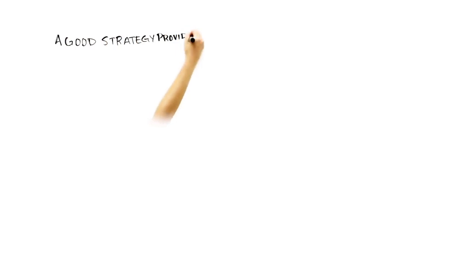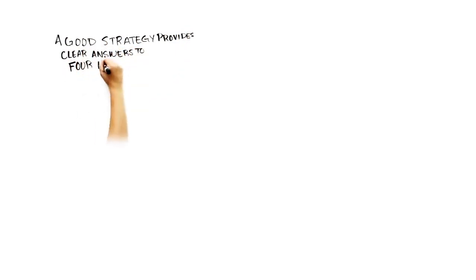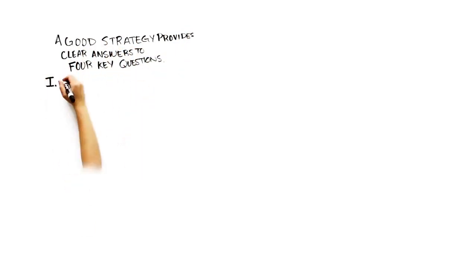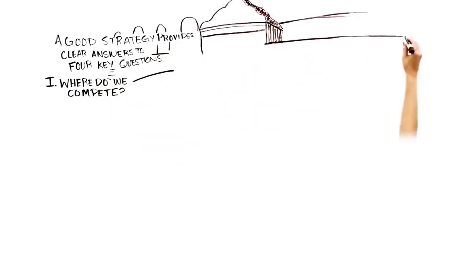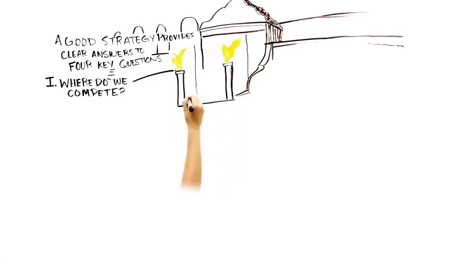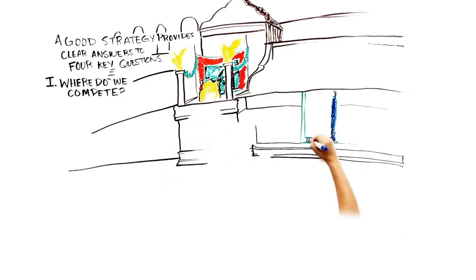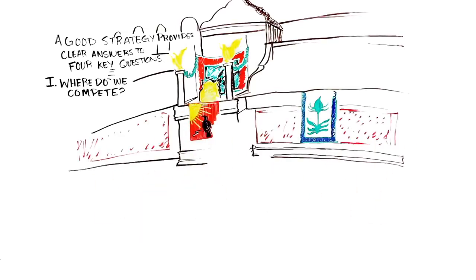A good strategy provides clear and concise answers to four key questions. First, where do we compete? In other words, what competitive arenas or markets will we be active in? We define markets as industries, product markets within those industries, and geographic markets.